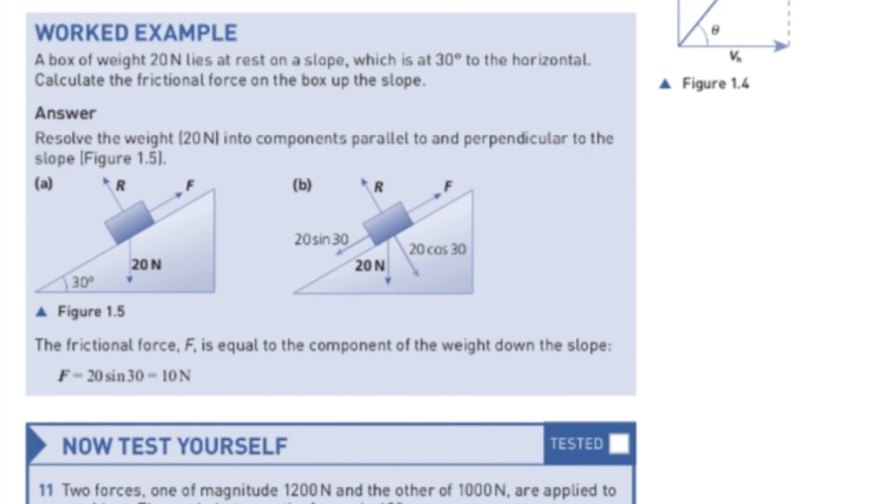Worked example. A box of weight 20 newtons lies at rest on a slope, which is at 30 degrees to the horizontal. Calculate the frictional force on the box up the slope. Answer. Resolve the weight of 20 newtons into components parallel to and perpendicular to the slope. The frictional force F equals the component of the weight down the slope. F equals 20 sin 30 equals 10 newtons.